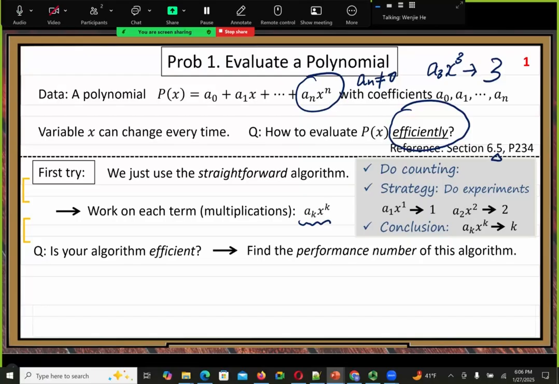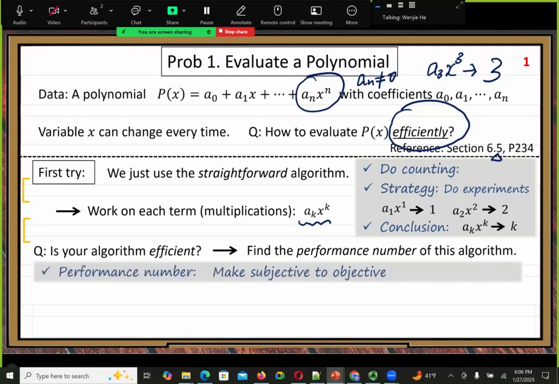So in order to know if it's efficient, the first thing you need to know is if there is a second way, a different way to find the polynomial value. So our next task is to try to find a different way to calculate this polynomial. Then you can do comparison.